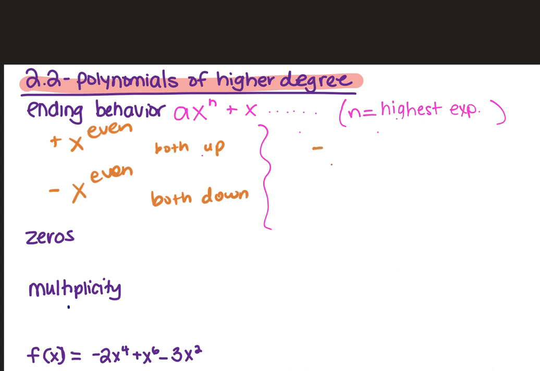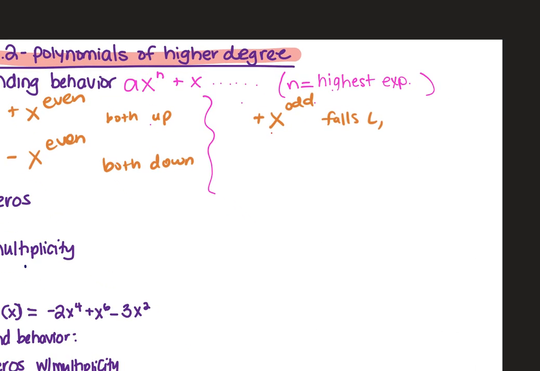If it's a positive and the exponent is odd, this falls left, rises right. If it's negative and an odd exponent, it rises left, falls right.